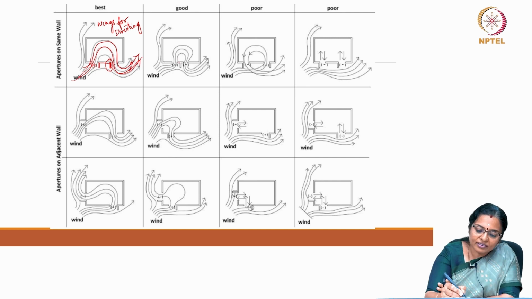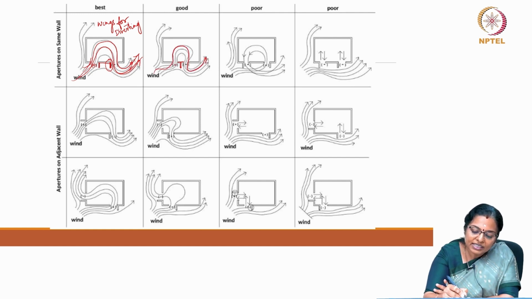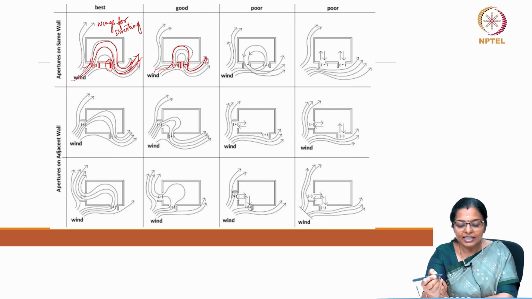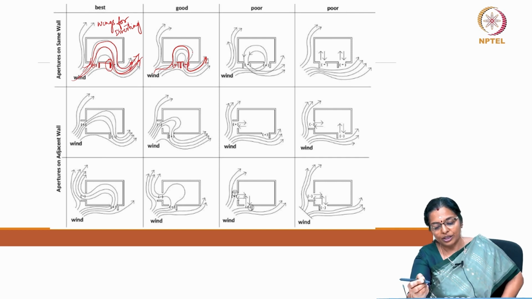What can be another good solution, but not the best solution, is having a single wing. When you have apertures on the same wall, then if there is a possibility of not having two wings, you could have at least one wing which will divert the breeze, causing a positive pressure along the inlet side and a negative pressure on the outlet side.